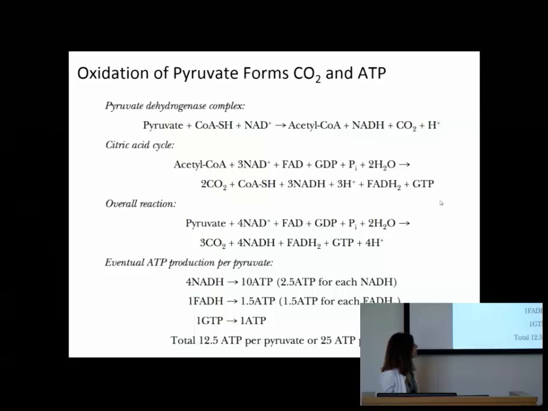Just like with glycolysis, I'm not going to ask you to write the whole reaction, but I'll ask you questions about how many NADHs, how many FADH2s we're going to get. We don't get any FADH2s out of glycolysis, right? So the overall is when you take the 3-carbon pyruvate, you're going to get 3 carbon dioxides, 1 from the pre-citric acid cycle and 2 from the citric acid cycle. You're going to get 4 NADHs, 1 from the pre-citric acid cycle, 3 from the citric acid cycle. You're going to get 1 FADH2 and 1 GTP.